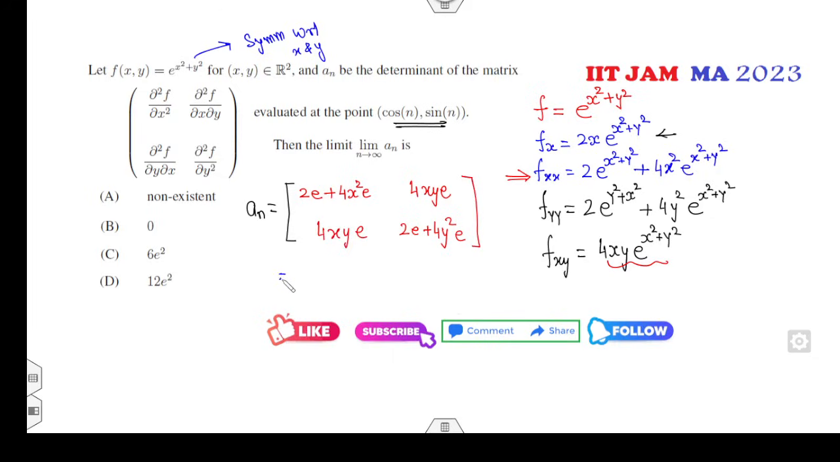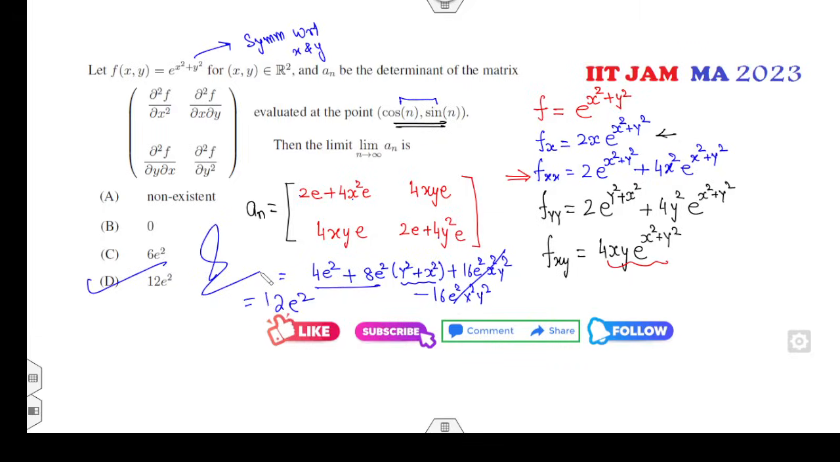Fine. Now if you solve them, it will be 4e square plus 8e square y square, fine, plus x square, and plus 16e square x square y square minus 16e square x square y square. That will be cancelled. x square plus y square at the particular point is 1. 4 plus 8, 12e square is the right answer of the problem.